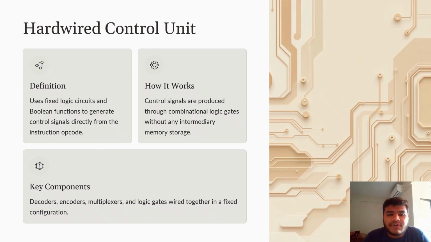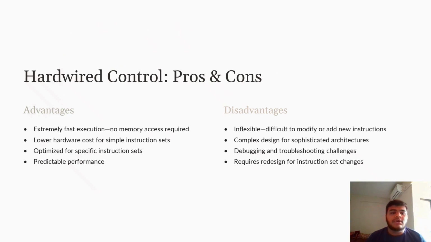Now, how does a hardware control unit work? Control signals are produced through combinational logic gates without intermediate memory storage. The key components of the hardware control unit are a decoder, an encoder, multiplexers, and logic gates wired together in a fixed configuration. Some advantages of the hardware control unit: first, extremely fast execution, meaning no memory access is required. Second, lower hardware cost for a simple instruction set. Third, it is optimized for a specific instruction set.